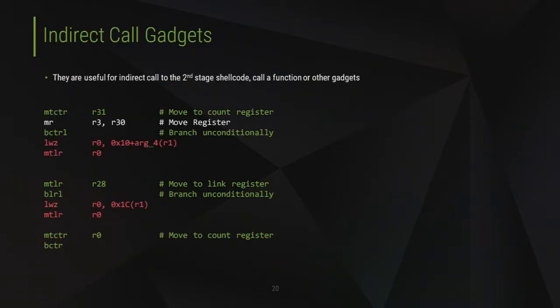It might be necessary to call a function from your shellcode, for example the memcpy function, or to pass control to the second stage shellcode. To do this, you can use these gadgets.